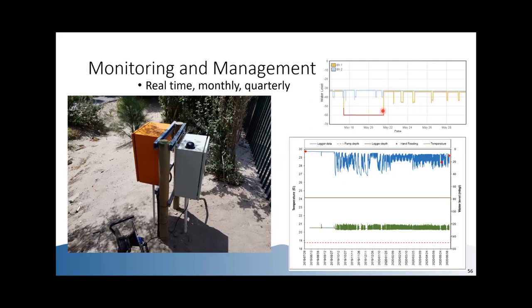For others, where the data doesn't need to be seen real time, we do monthly or as a minimum quarterly monitoring, where we go to the field, we retrieve the data off the logger, and we assess how the water levels have fluctuated over the last month or the last quarter. And the graph in the bottom right is an example of the typical graph that we would draw. I'm going to show you a couple of examples.